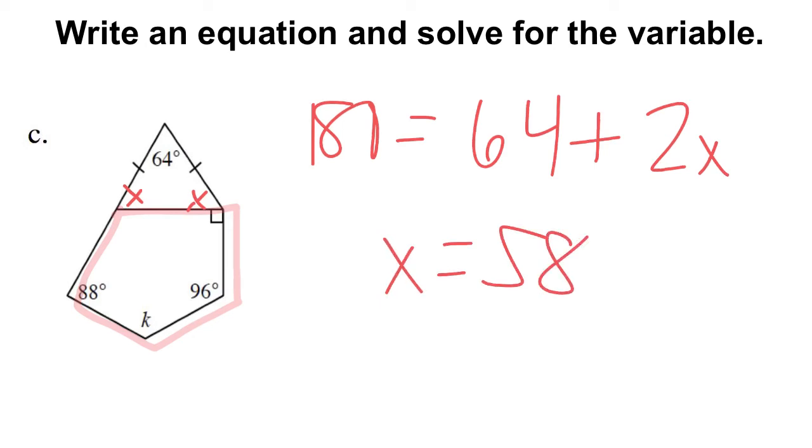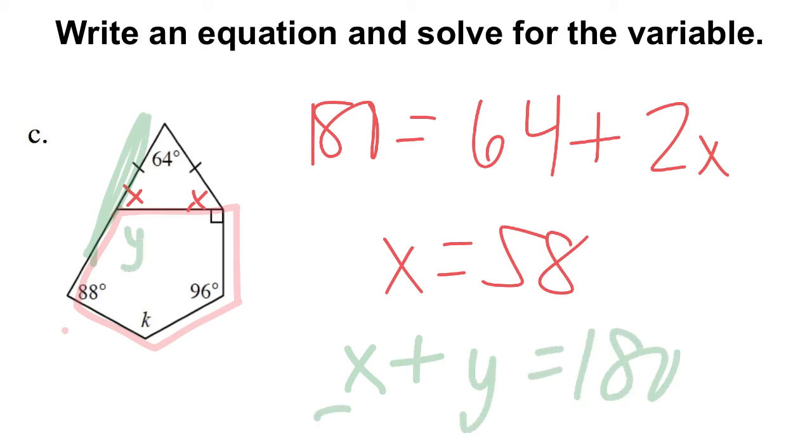And then because we have a straight line right here, those two angles are going to add to 180. So x plus this blank angle, I'm going to call it y for now, is going to be 180. So 58 plus y is 180, which means that that missing angle there is 122.